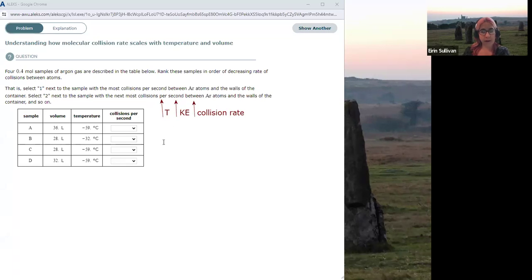Okay, so let's talk about pressure. If you increase the pressure, then your particles are moving around faster, so you're going to increase the collision rate as well. So what is the relationship between pressure and volume?